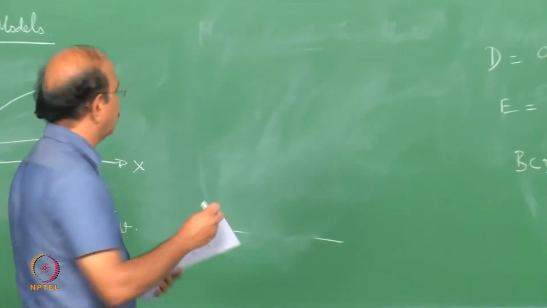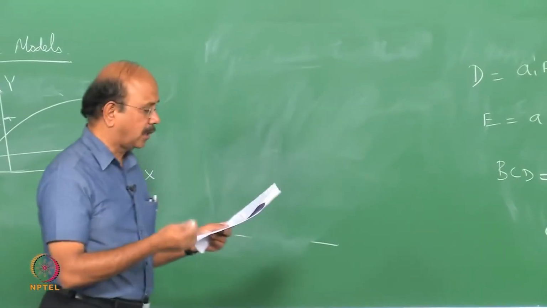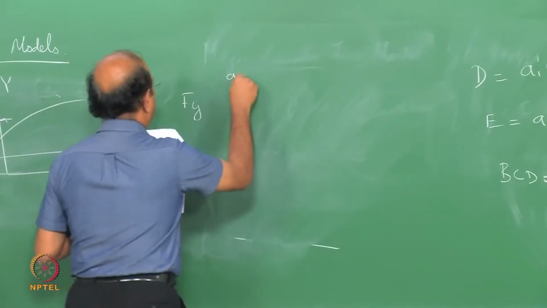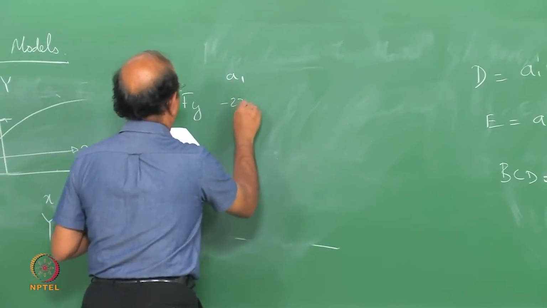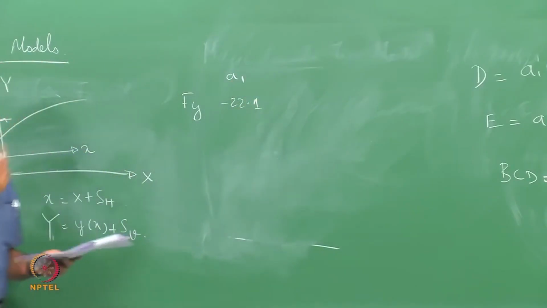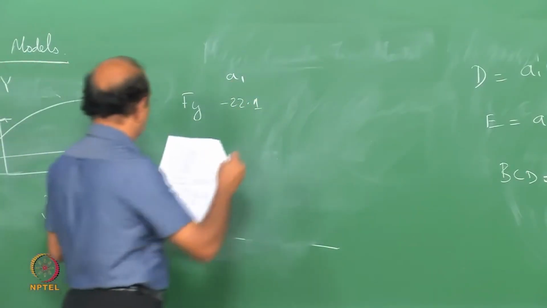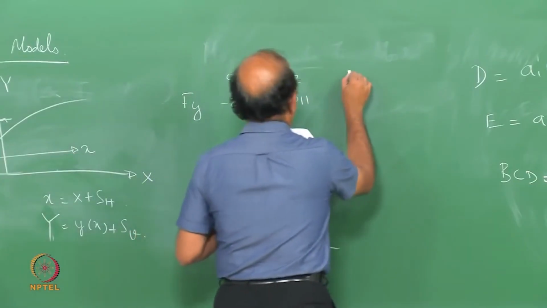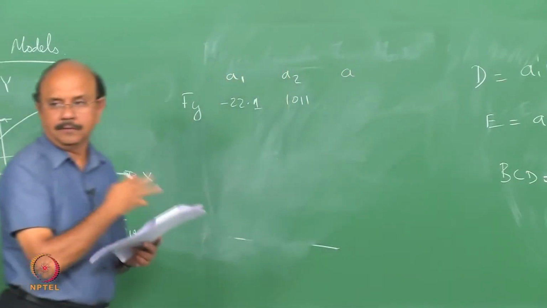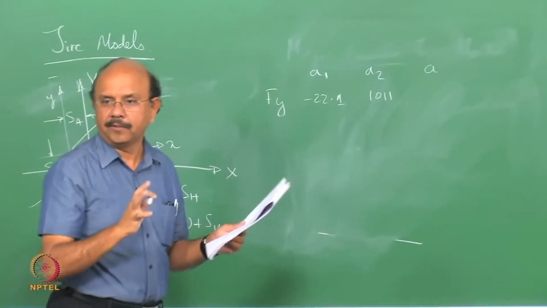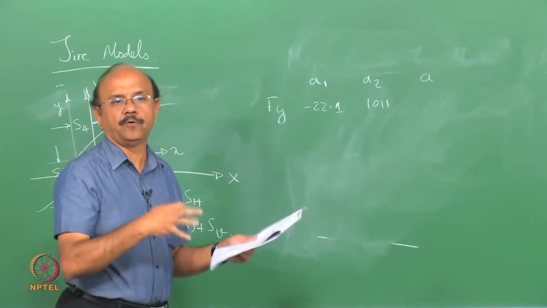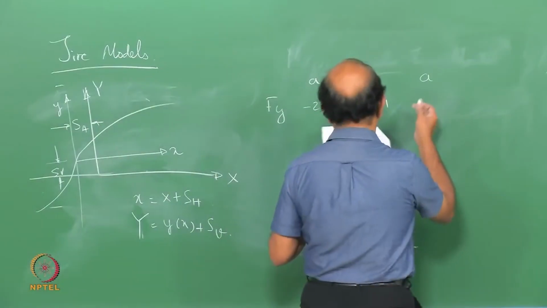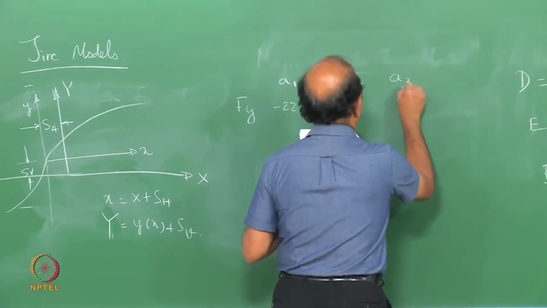If you want the type of coefficients, for example, for Fy, A1 would be minus 22.1. Please note that it is not necessarily positive; they can be positive and negative. A2 will be 1011. This is in terms of kilonewton. There's a tendency for many people in the tire industry even today to use pound force, and then these coefficients would be accordingly adjusted.